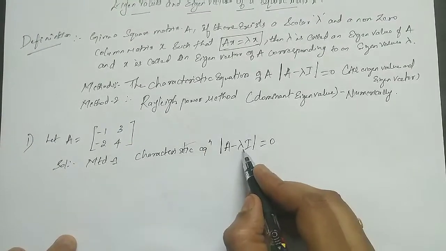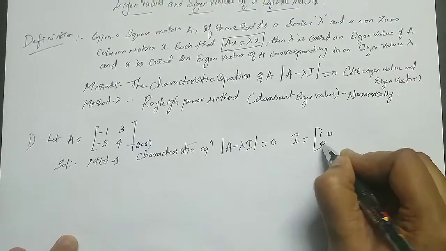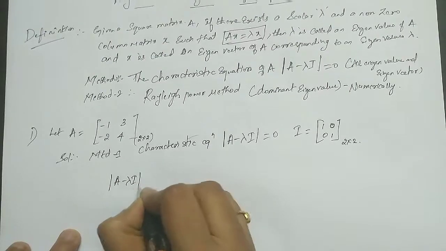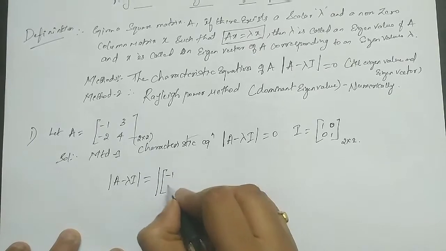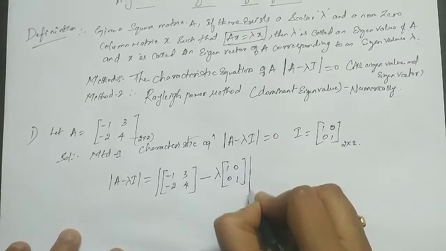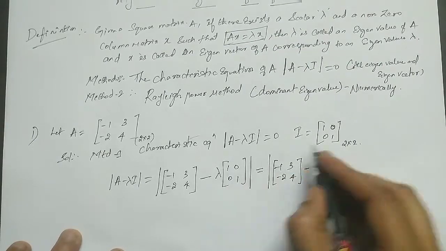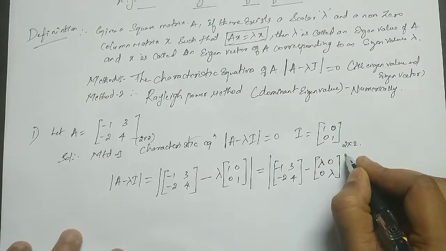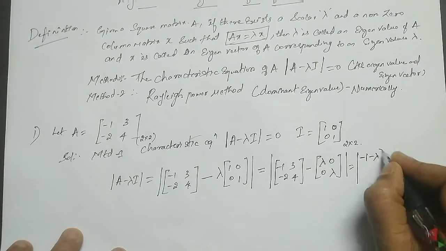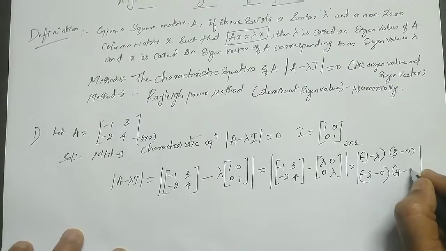A is the given matrix. Lambda is a scalar which is multiplied by the identity matrix. Since our matrix is 2 cross 2, we take I as 1, 0, 0, 1, the identity matrix of order 2 cross 2. So we have the determinant of A minus lambda I equal to the matrix minus 1, 3, minus 2, 4, which is matrix A, minus lambda multiplied with the identity matrix. Multiplying lambda inside, we get lambda, 0, 0, lambda. Matrix subtraction is element by element, so we get minus 1 minus lambda, 3 minus 0, minus 2 minus 0, 4 minus lambda.